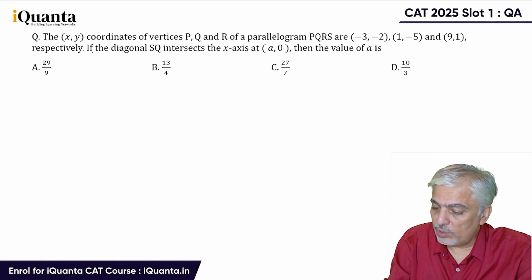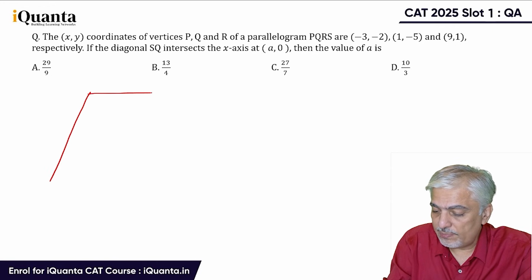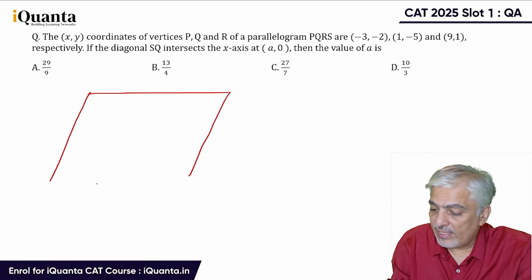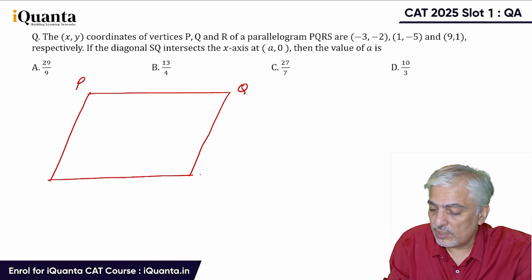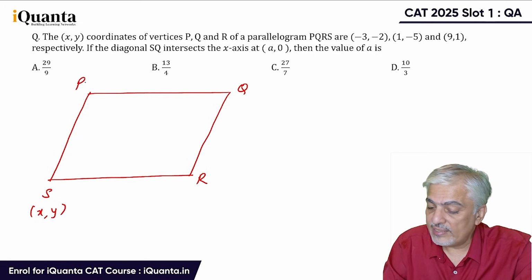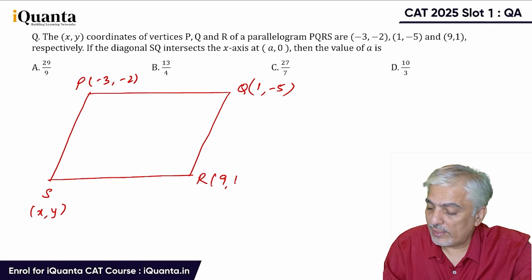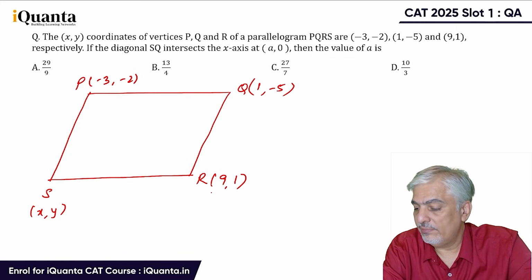Now, they've told us the xy coordinates of vertices PQR of a parallelogram PQRS are given. So, if I know the quadrilateral is PQRS, they have given for P, Q and R. That means they're not given for S. So, this is P, this is Q, this is R, and this is S. S we don't know. Let's call it X comma Y. P I know is negative 3 comma minus 2. Q I know is 1 comma minus 5. And this is 9 comma 1. Right? What have they asked for?